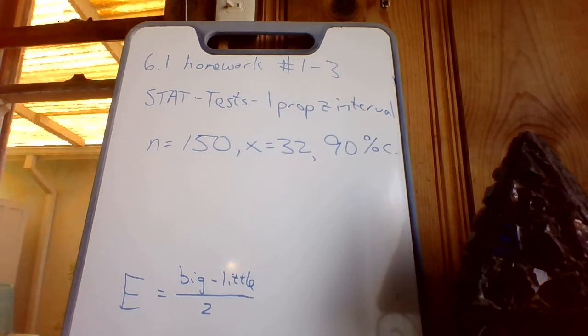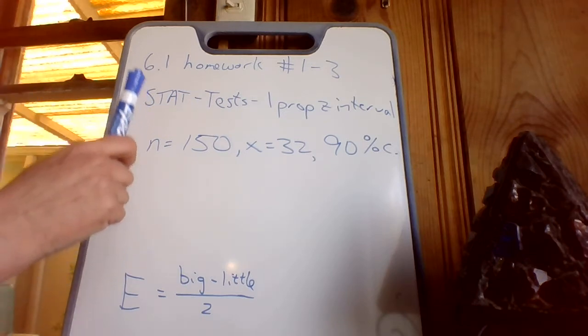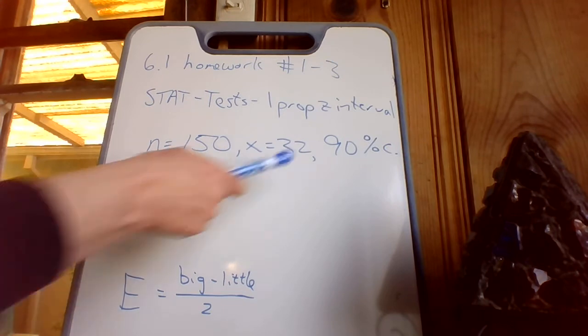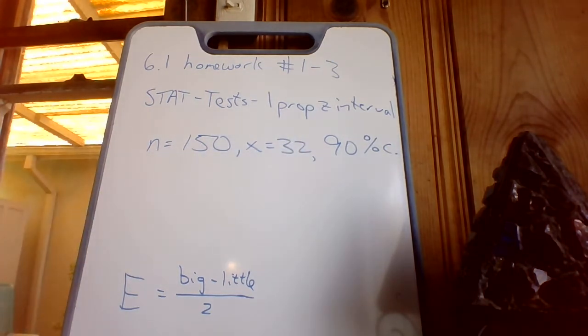So for questions 1 and 2 on the homework, we didn't even have the details. N is 150. That's the number of people you talk to. N is always going to be the number of people you talk to. And apparently 32 of them said yes. So that's where those numbers are coming from. This was some sort of yes or no question. Talked to 150 people, and 32 of them said yes. And then it says a 90% confidence level, as I said in the first video. It's always going to tell you what confidence to use. You just put that in your calculator.